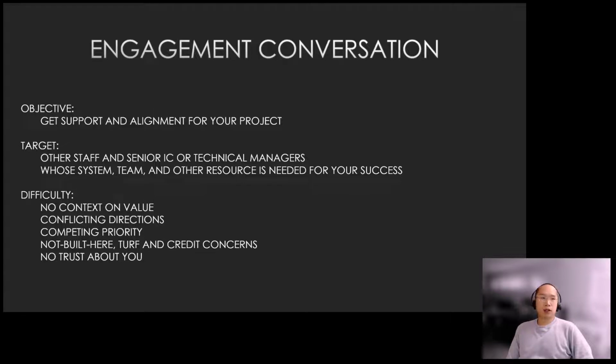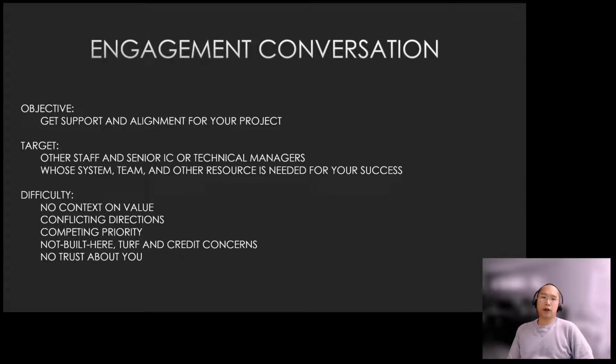The difficulty that goes specifically with staff level engagement conversation is that typically because of how distant you are, they will have no context over the value of what you're proposing. They may have conflicting directions that have a very clear history and very legit reason. They may have competing priority that they're just trying to hit. So maybe they agree with you, but they're still not interested to contribute. And obviously, there will sometimes be not-invented-here syndrome. There will be turf and credit concerns.